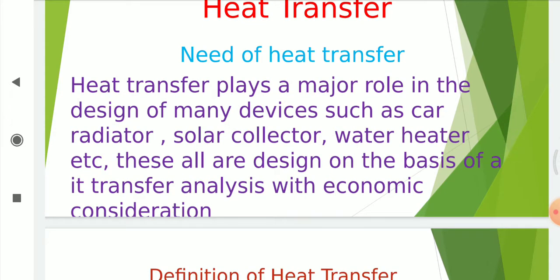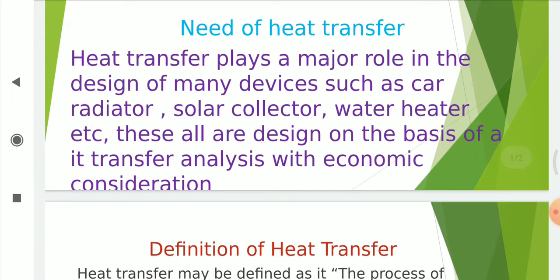Then, the need of heat transfer. Why are we going to study this chapter, the heat transfer chapter? Let me explain this one. Heat transfer plays a major role in the design of many devices such as car radiator, solar collector, water heater, etc. These are all designed on the basis of a heat transfer analysis with economic considerations. It means if you're going to construct any machine or machine components, first we should know the heat transfer rate of that particular material.